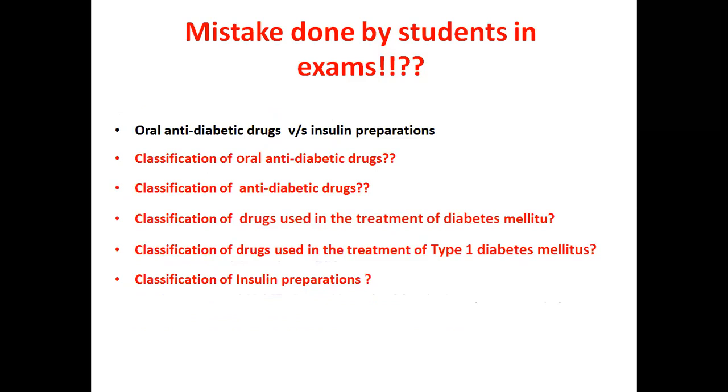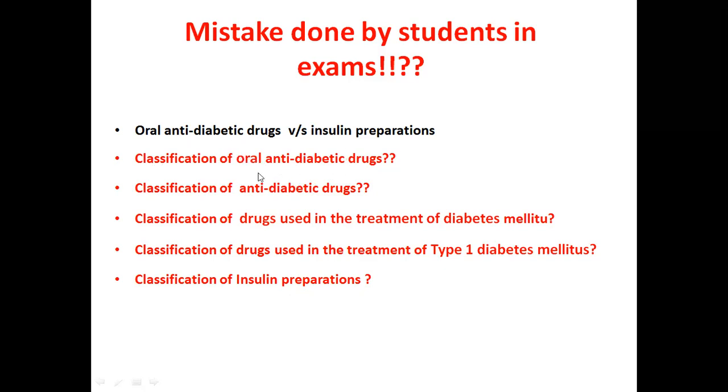Okay, what is the mistake done by students in the exam? This is definitely asked as a main question, a 10 marker for MBBS students as well as many of the paramedical students. So either they will ask us the classification of oral anti-diabetic drugs, and what will students do? They will not read that word oral. They will skip the word oral. They will just read classification of anti-diabetic drugs, and so they will try to write the insulin, which is absolutely wrong.